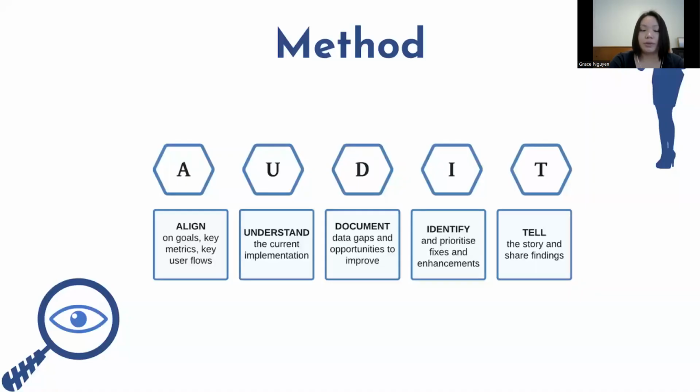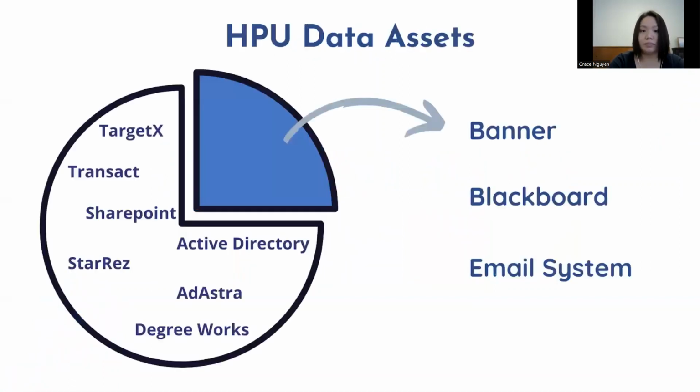We start with reviewing HPU mission statements and contacting HPU IT department to inquire about the current state of data assets. We completed several audit forms and interviews to identify and examine data gaps and rooms for improvement. Lastly, we write a data audit report summarizing what we have learned and found out about HPU data assets.